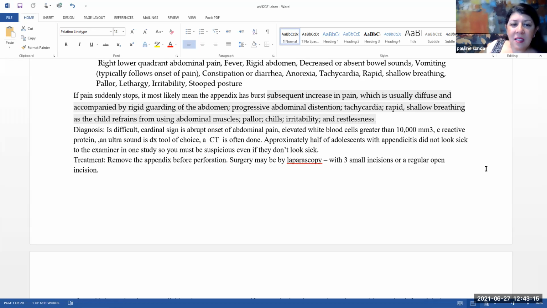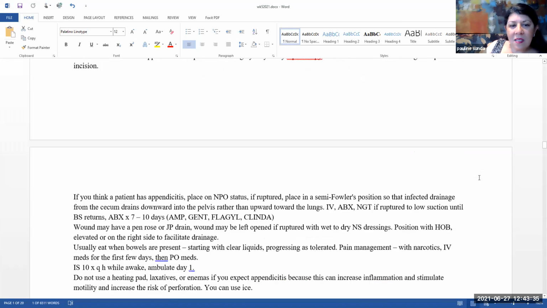So treatment, basically, they're going to surgically remove the appendix. Ideally, this is done before it perforates. Typically, the surgery is a laparoscopic surgery. This involves 3 small incisions, or they can also do a regular open appendectomy, which involves just 1 incision.